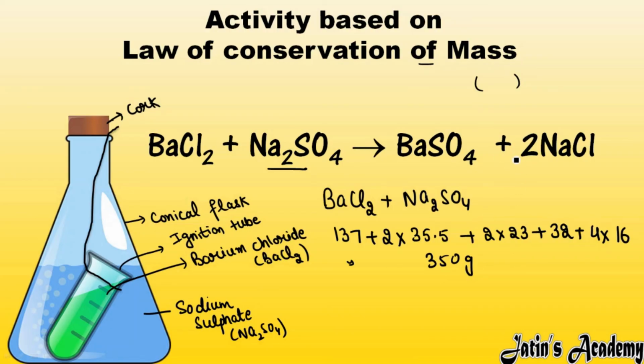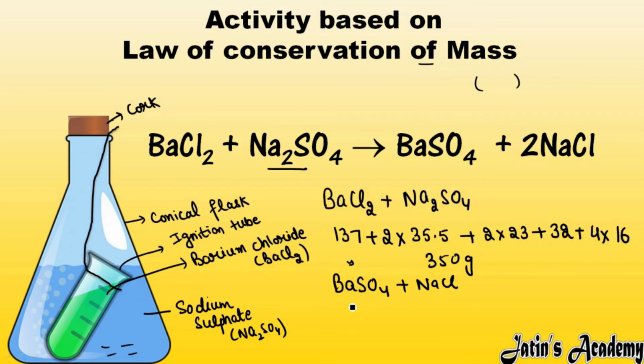Now we will see the mass after the reaction. After the reaction, what is formed? A precipitate of barium sulfate is formed. When you mix sodium sulfate and barium chloride, you will see that barium sulfate and sodium chloride are formed. Now we will see the mass of the barium sulfate and sodium chloride.